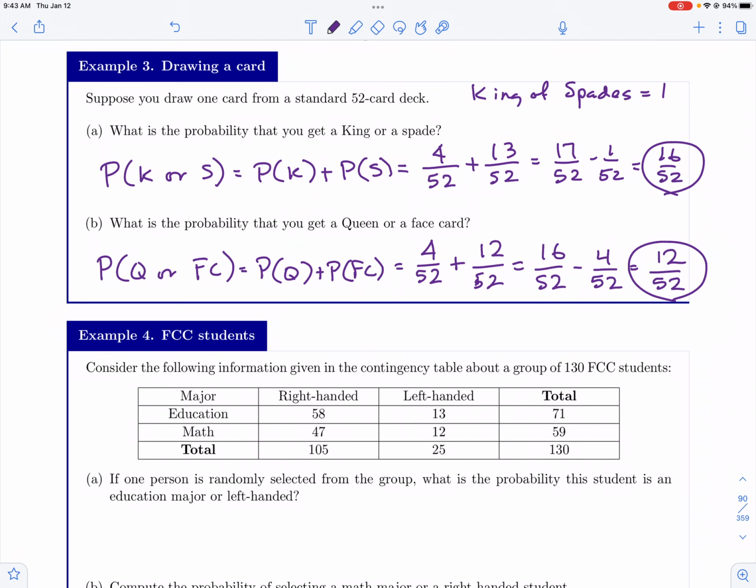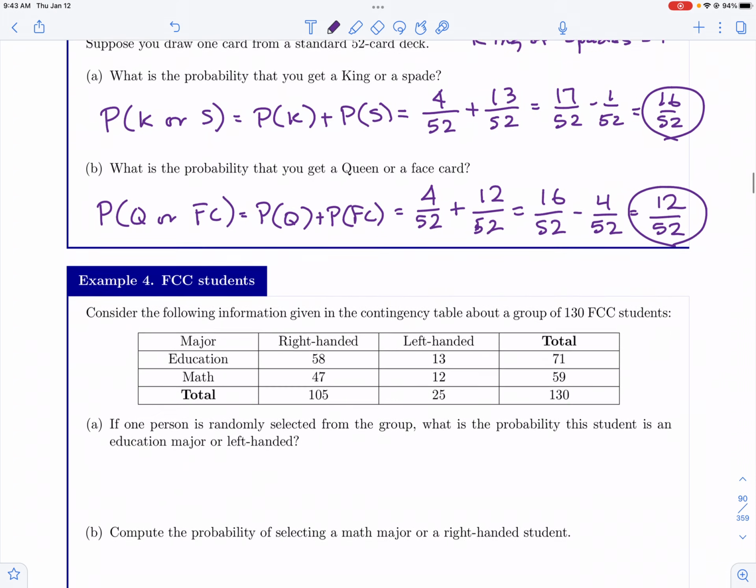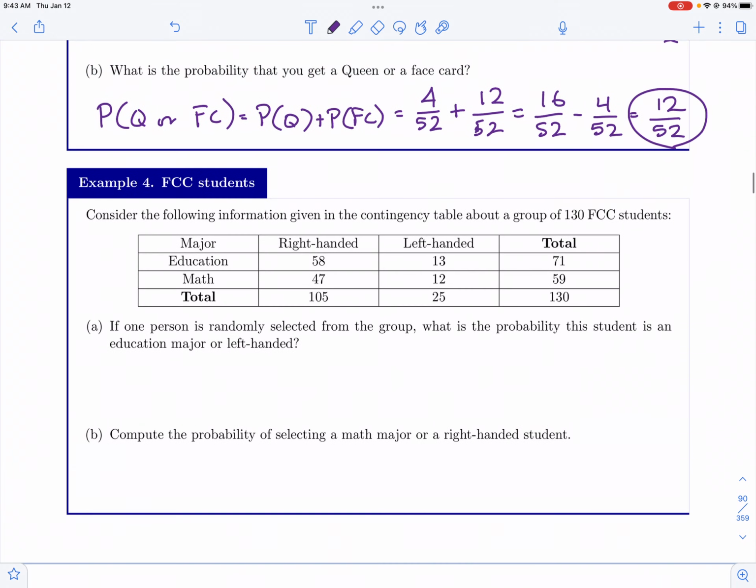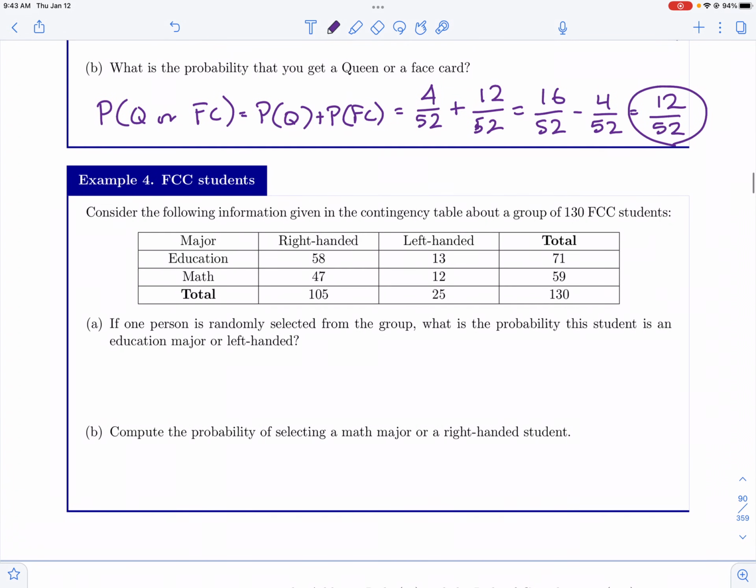All right. So another way that you can see data represented is in a little chart like we have here. This is a nice way to represent the data if you can, because we'll be able to see exactly what the overlap looks like. I'll show you by highlighting the rows and columns that we're going to be working with. For this one, we've got some information about whether a student is an education major or a math major, and whether they're right-handed or left-handed. We surveyed 130 students to find this out.